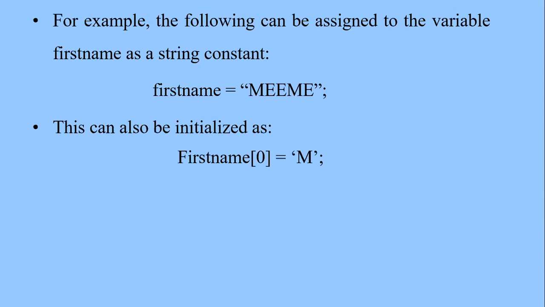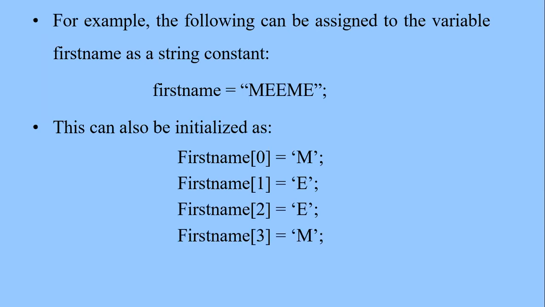This can also be initialized as follows. First name in bracket 0 equals to M. First name 1 equals to E. First name 2 equals to E. First name 3 equals to M. First name 4 equals to E.